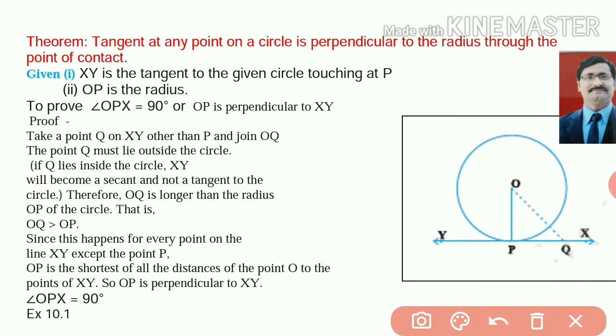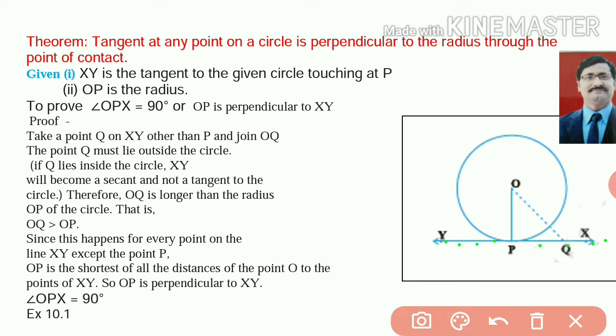That is OQ greater than OP. We can write OQ is greater than OP, since this happens for every point on the line XY except the point P. Look here, if we take this Q point anywhere, OQ will be greater than OP. OP is the shortest of all the distances from the point O to the points of XY.